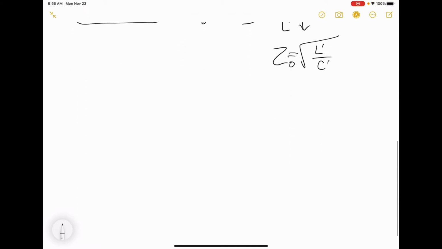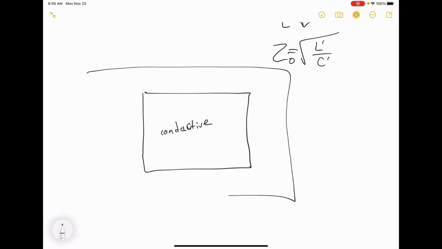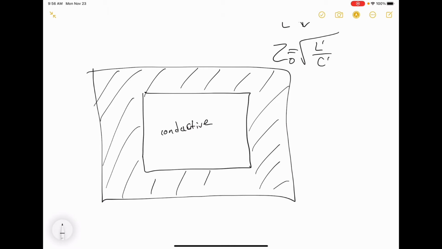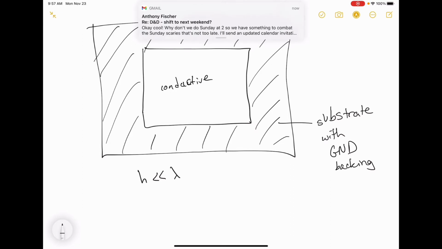A patch antenna is a wider chunk of microstrip, like a large rectangle of conductive material, still above a dielectric and a ground plane. So this might be my dielectric, and it might be backed by a ground plane. In general, the height of the substrate is much less than a wavelength. That's true for microstrip transmission line too.